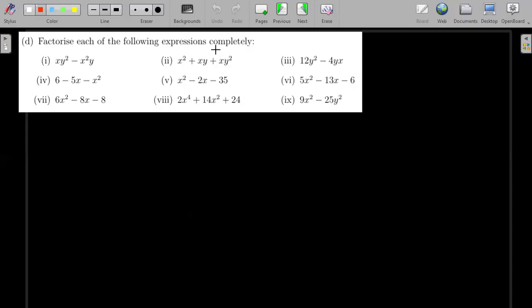But factorizing is actually the opposite of what we've been doing in the previous question. In the previous question, we're expanding. We're getting whatever is outside the bracket and trying to distribute it into the one inside the brackets, right?